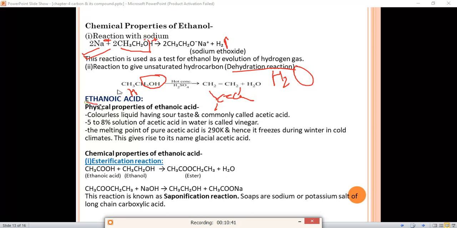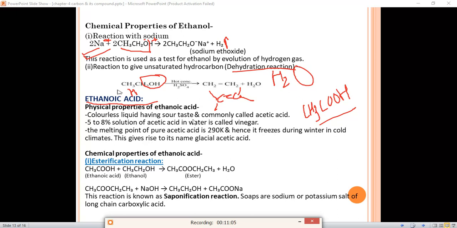Next we'll read about ethanoic acid. What is the formula of ethanoic acid? CH3COOH. How many carbon atoms do we have? 2. Meth, eth: 2 for eth. So that is our ethanoic acid, CH3COOH. Which functional group is present in this one? COOH, carboxylic acid. Now we'll read about the physical properties of ethanoic acid.